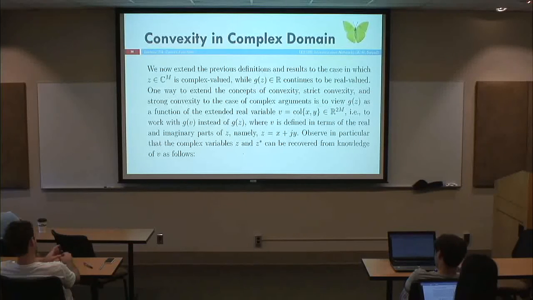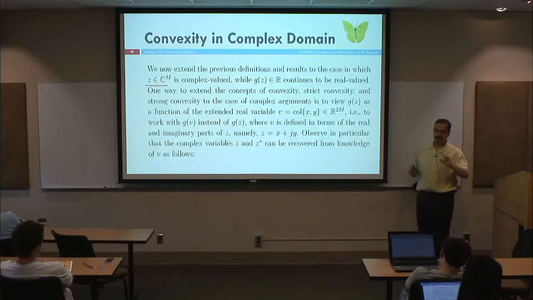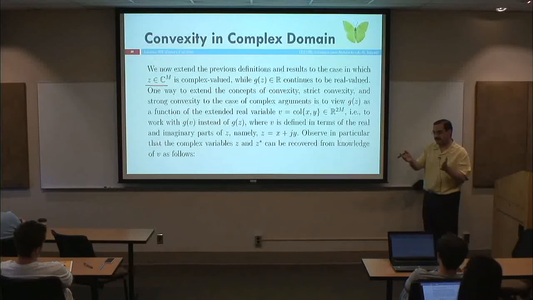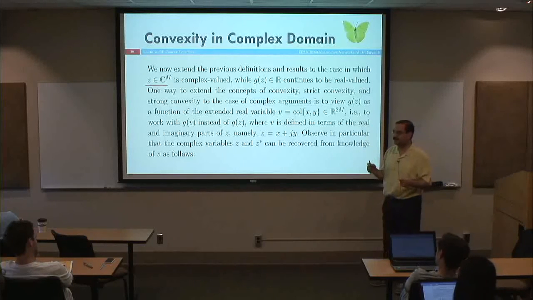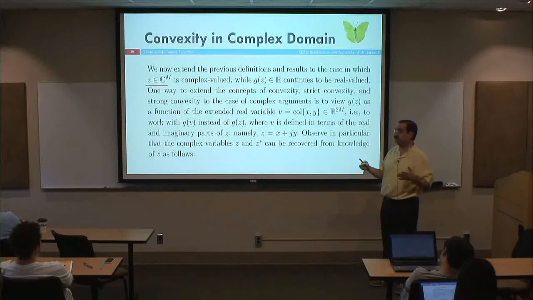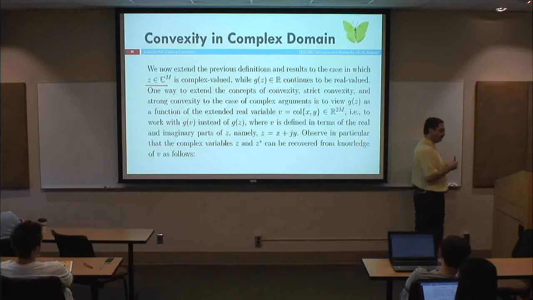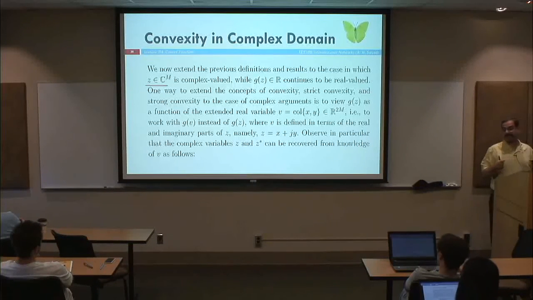So now I let Z be complex, right? Z can be complex, but the function itself is real valued. For example, G of Z is the norm of Z squared. The function is always real valued. Our costs will be real valued, but the argument can be complex. So how do I define convexity in this case?